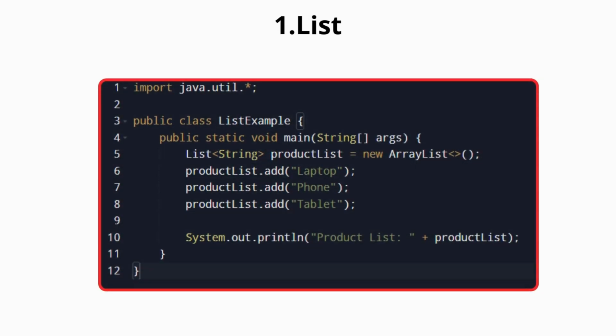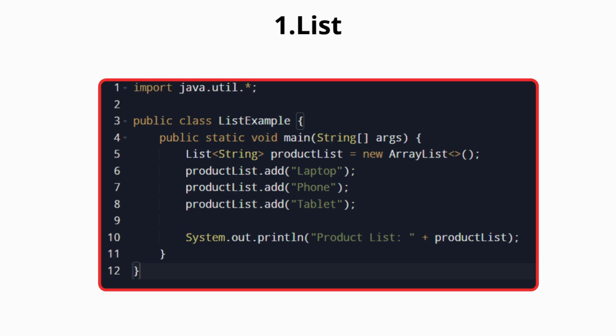I'm having the class ListExample. Inside that, I'm having the main method and I am creating the object for the list of String data type, assigning it to an ArrayList, adding the products laptop, phone, and tablet to my list and printing that list. That's it. So here is the syntax on how to use and how to print the list, ArrayList, right? So we can learn it.